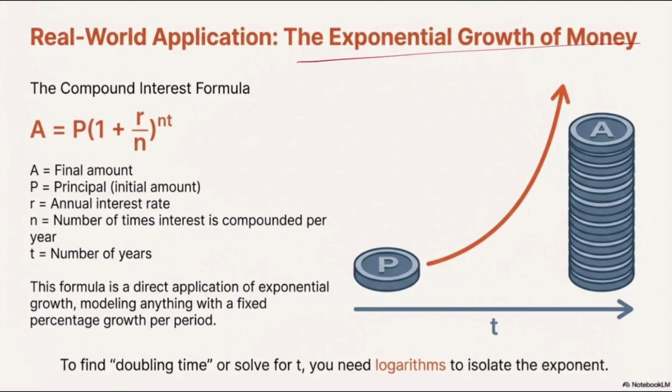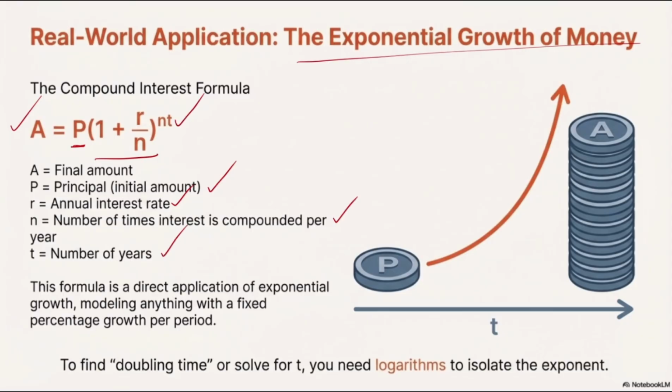Imagine that we are talking about the exponential growth of money. This is a very common formula for economics and anything related to finance, and you can use something like this one. A is P, which is going to be your principal or initial amount, times 1 plus r divided by n. What is r? It is the annual interest rate. n is the number of times interest is compounded per year, and t is the number of years itself.